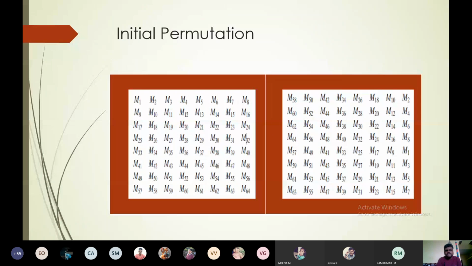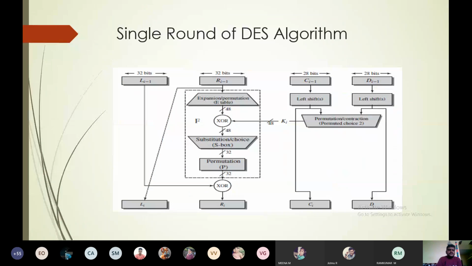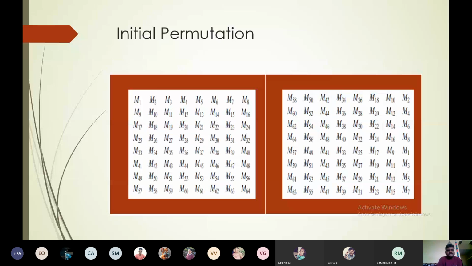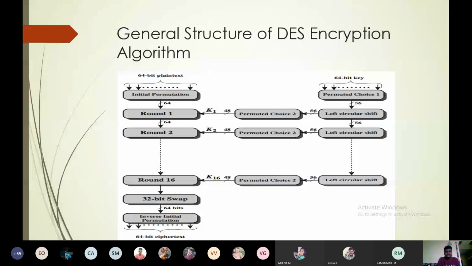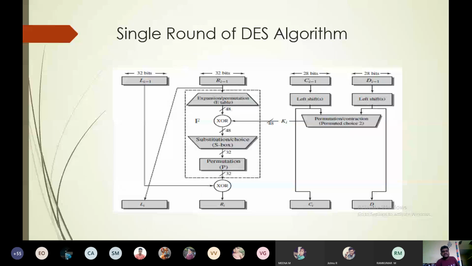We'll see what is going to happen in a single round, round 1. This is the second diagram. We have 16 rounds. In that single round, what is going to happen? We'll see in this diagram, a single round of this algorithm. Just imagine this is the process.